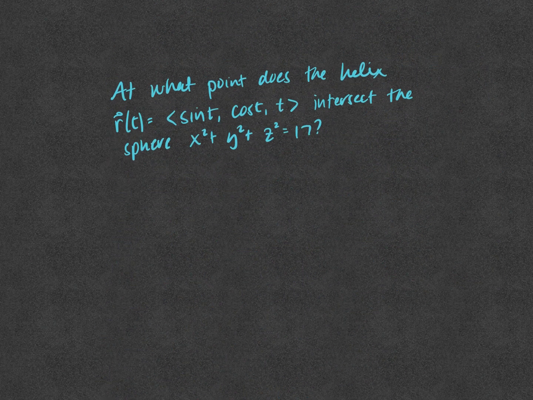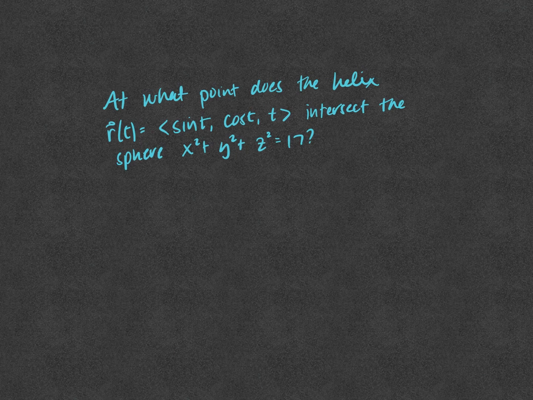Now the next one says, at what point does the helix intersect the sphere? This one's a little bit different because we have our trigonometry happening here, but it's still not bad. Let's start with our parametric equations. x equals sine of t, y equals cosine of t, and z equals just t. Now if we plug those in here, we get sine squared t plus cosine squared t plus z, which is t squared, equals 17.